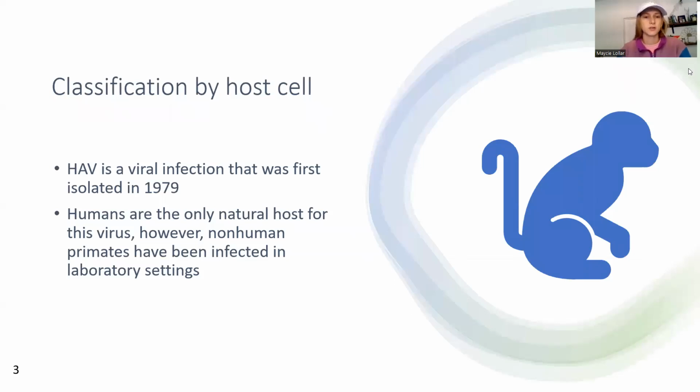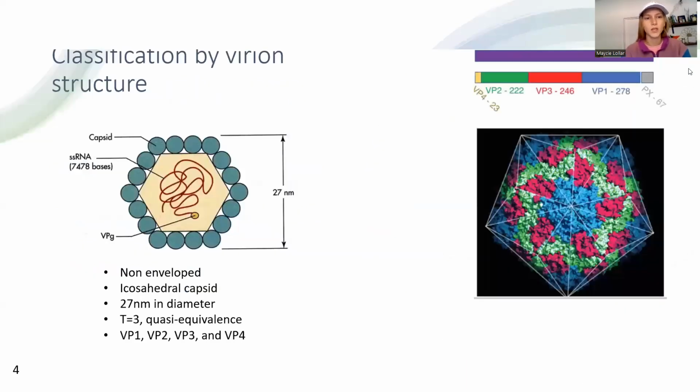So hepatitis A is a viral infection that was first isolated in 1979, and humans are the only natural hosts for this virus. However, non-human primates have been infected in lab settings.